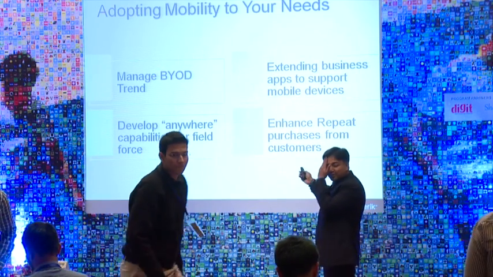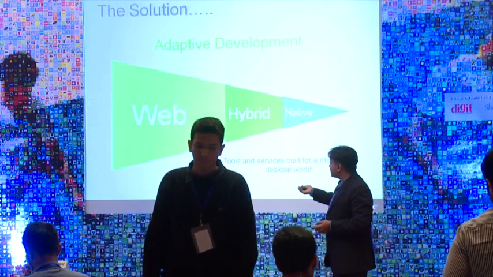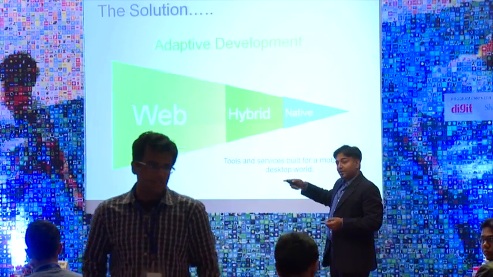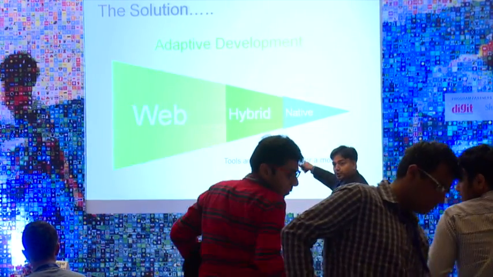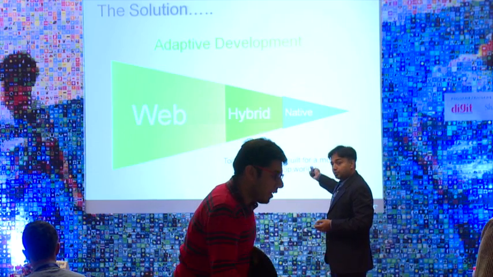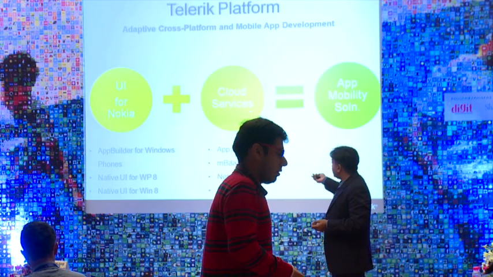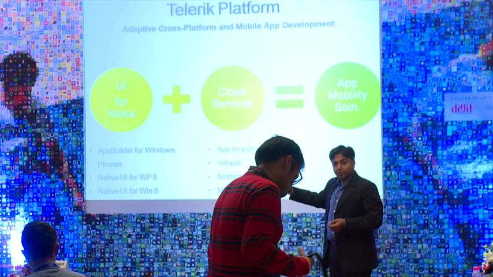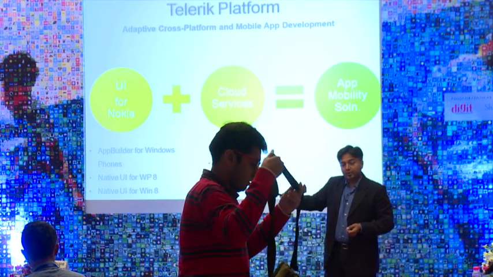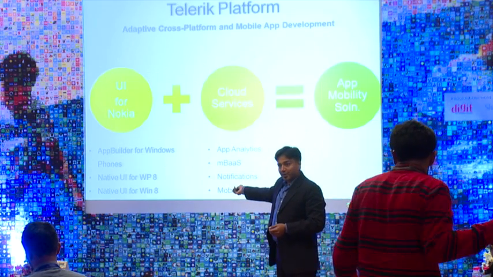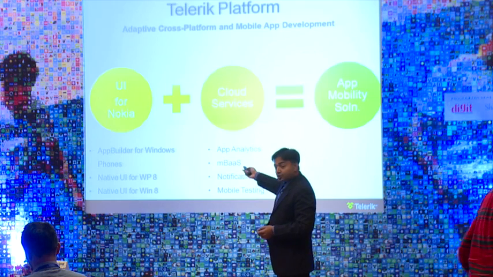I will just skip this because this is more relevant for businesses. I will go with this. This is what I was talking about. Web development is a continuum from web, hybrid, to native. Solutions exist from Telerik for all three, and they are meant for making your apps just pop, which means look good. So there are UI elements in the platform which will make your apps look good.